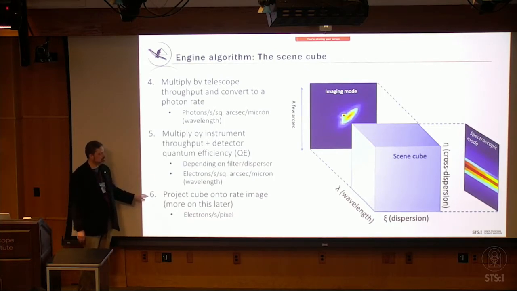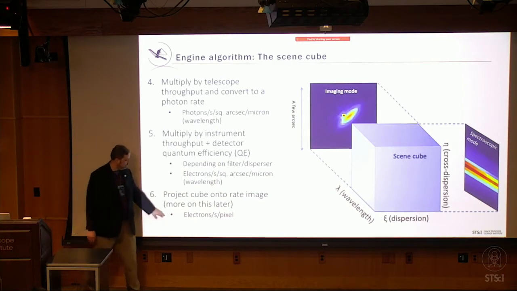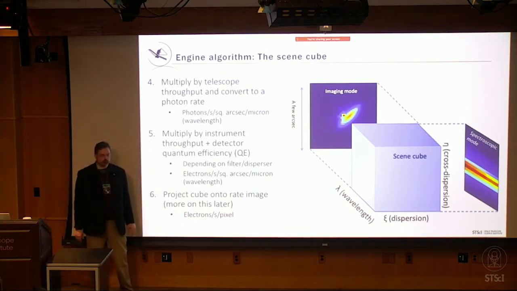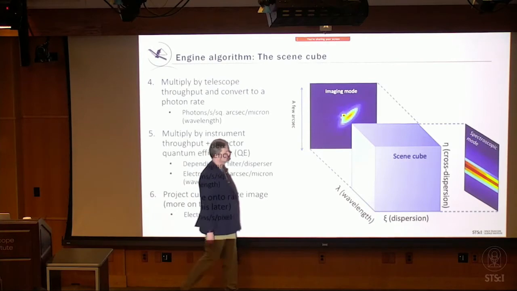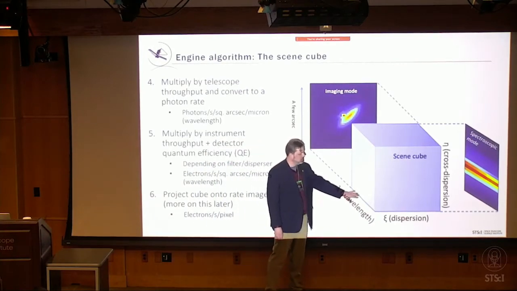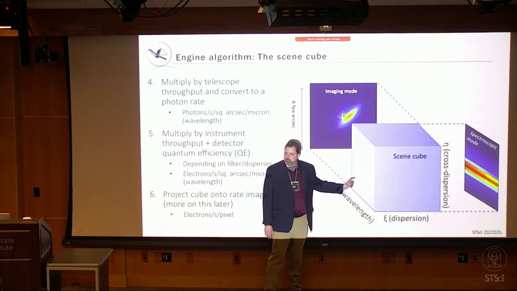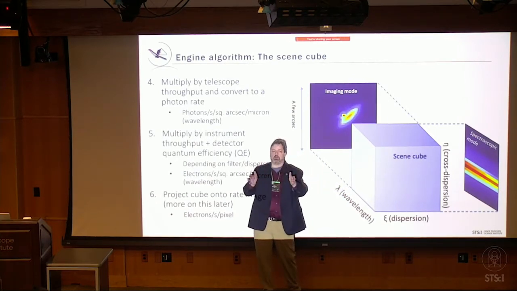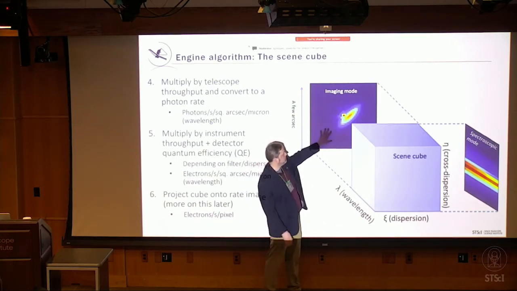Now the sixth step, this is where it gets a little complicated. At this point, we're not observing a cube, we're observing something that's on a flat detector. And this is a projection. You have to project the cube into a rate image on the detector. And the units of that should be electrons per second per pixel. And so the way to think about this, this is illustrated here as well. If you have an image and you're projecting your cube, what you're really doing is you're just integrating the whole cube along the wavelength direction in a straight line. So you're collapsing the cube, you get your image.